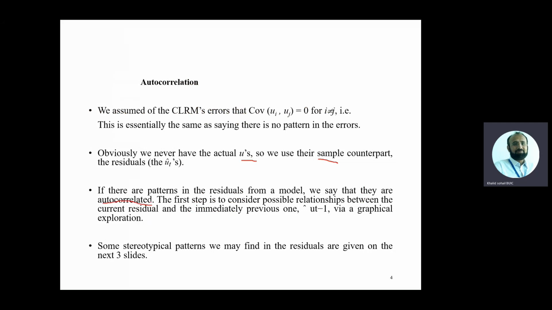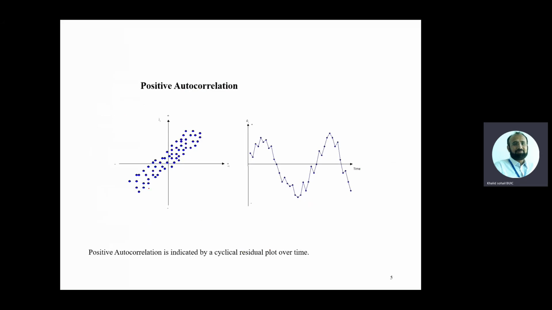And the other way around, to test the market efficiency, we use this autocorrelation analysis. Now, the first step is to consider the possible relationship between the current residuals and the immediately previous one, that is u t minus one, through graphical representation. In the next slide, you can see that this shows a positive relationship. Here again, we have a positive relationship, then negative, and then positive, and again negative. So this graphical representation tells us the case of autocorrelation.